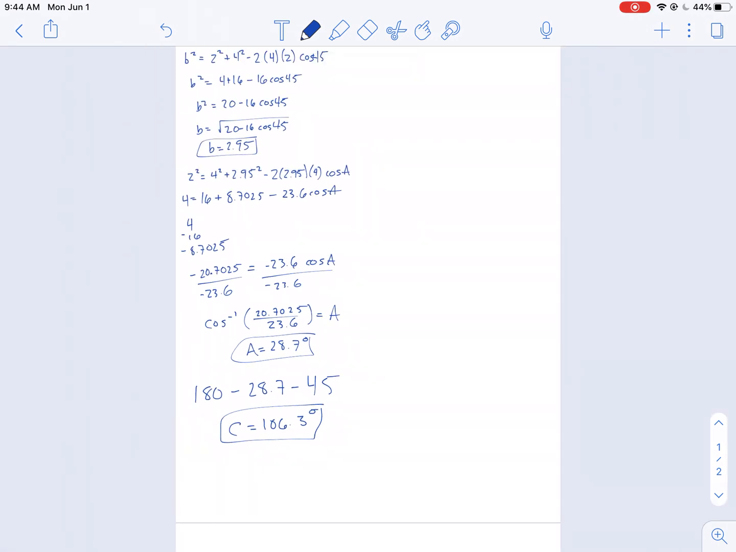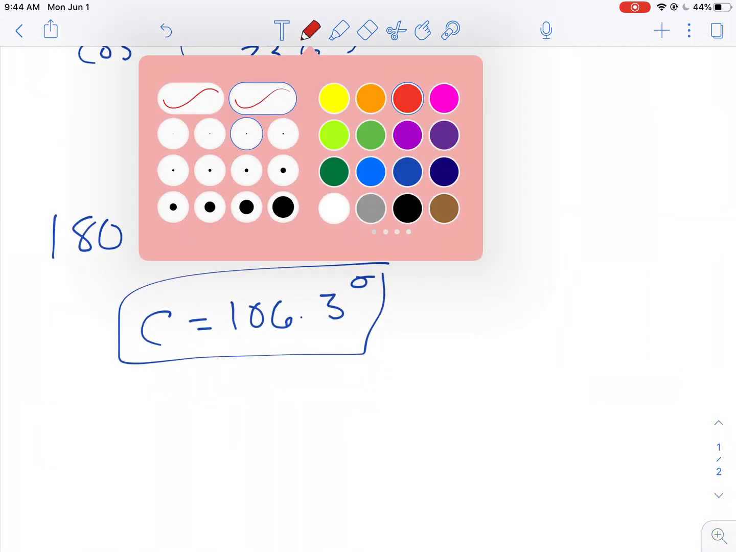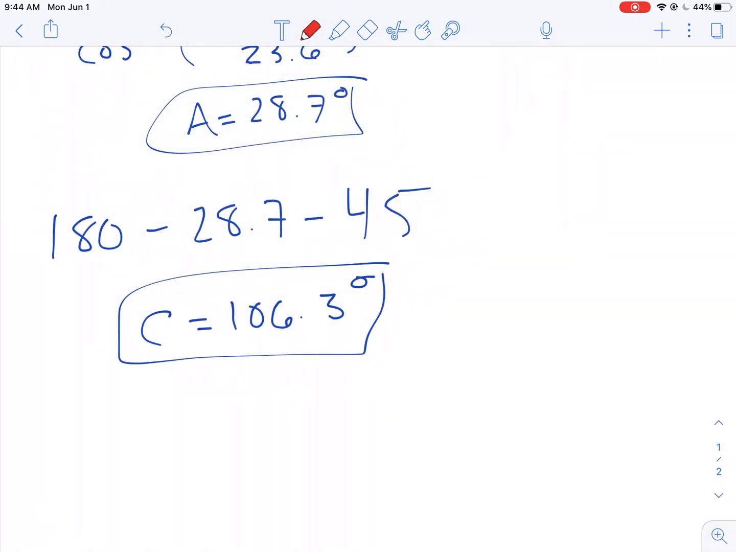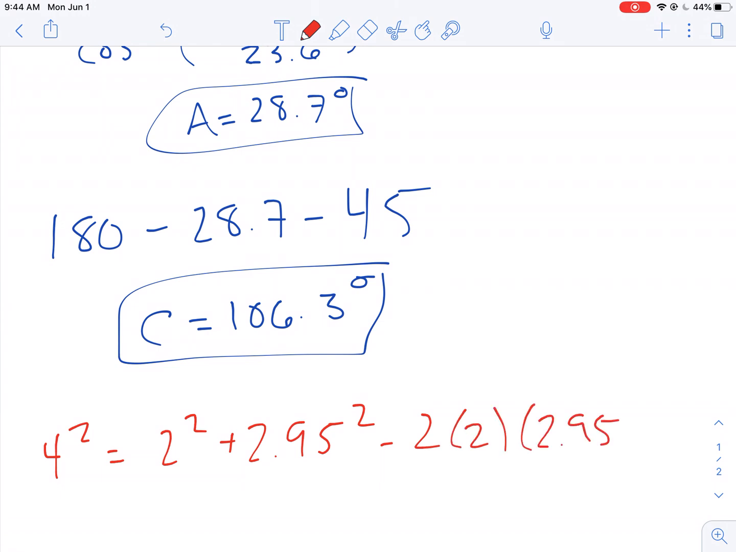Now you can plug this in. If you want to do a check for your work, you can go through and say 4 squared is equal to 2 squared plus 2.95 squared minus 2 times 2.95 times the cosine of C. You can plug all that in. You can solve for your inverse cosine, and you can find that C is 106.3. That is just a way to check your work here. The book would have you do this anyway. I don't think it's necessary.